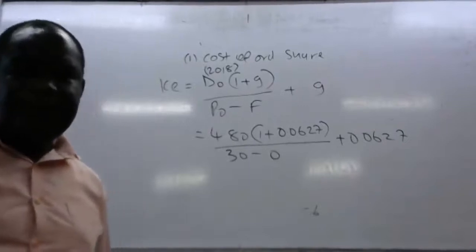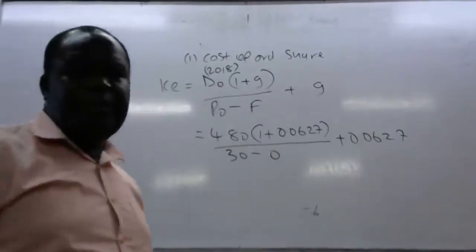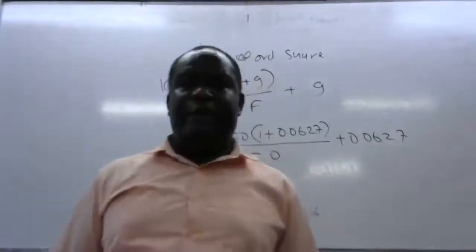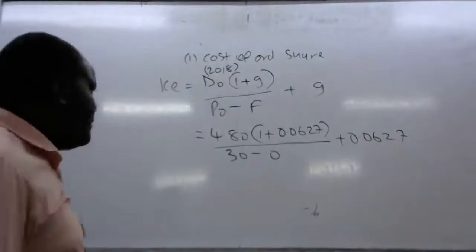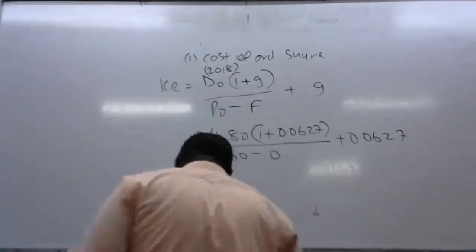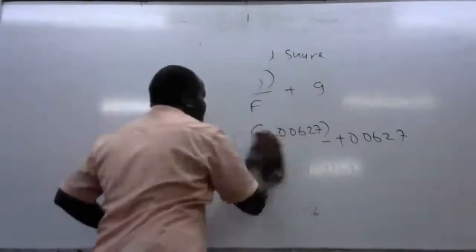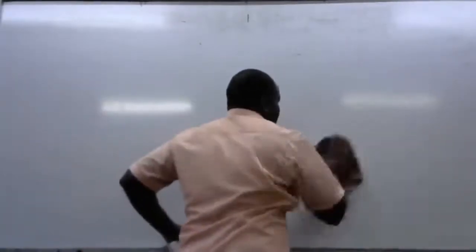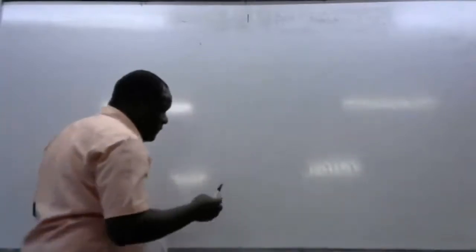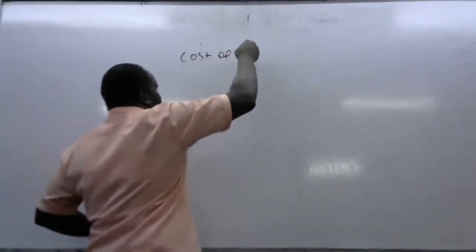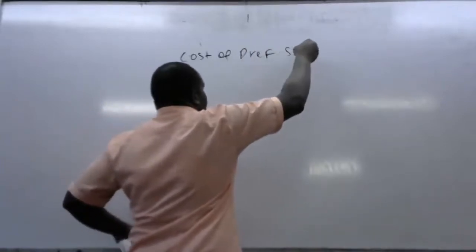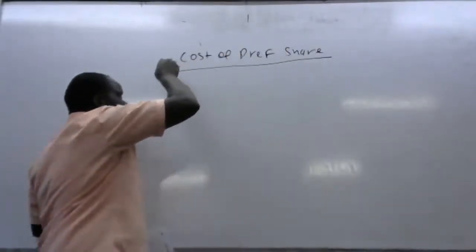23.27. So after the cost of the ordinary share, we should now also compute the cost of the preferred share. We should now be in a position to calculate the cost of the preferred share.